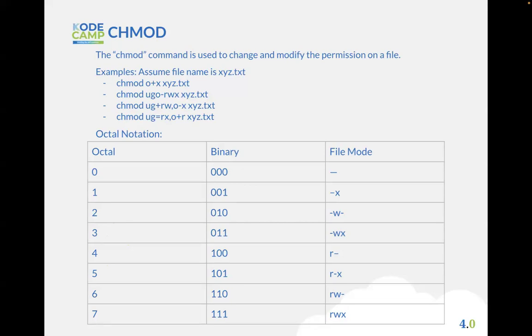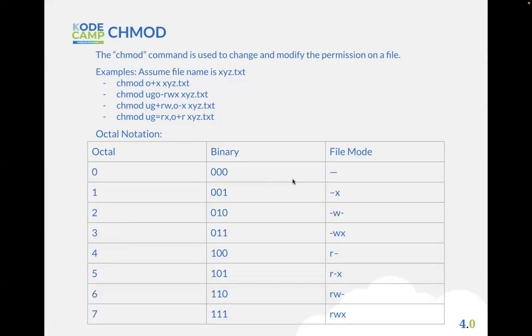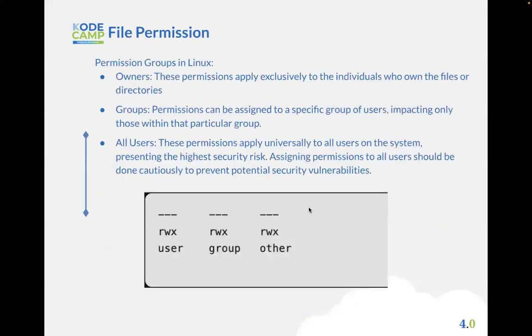0 in the binary form will give you 0, 0, 0. So that is no permissions for them. 1, you can convert 1 to binary. So that is 0, 0, 1. That's giving executable permissions. Remember, we have read, write, execute. So if I put 0 for read, 0 for write, and 1 for execute, that gives that particular permission group only X permission.